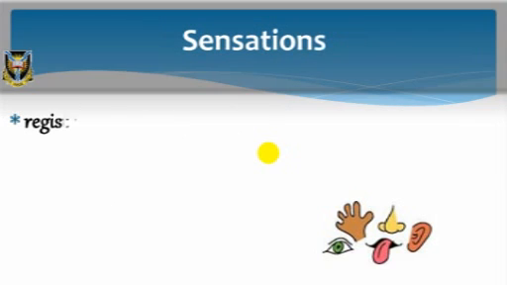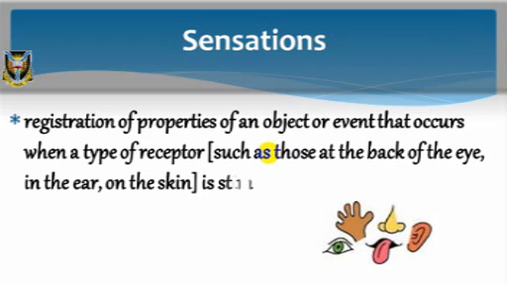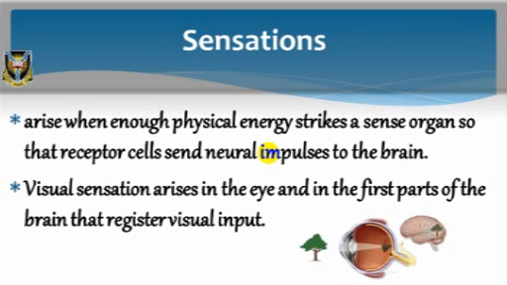Sensations. Psychologists define sensation as the registration of properties of an object or event that occurs when a type of receptor, such as those at the back of the eye, in the air, or on the skin, is stimulated. Sensation arises when enough physical energy strikes a sense organ so that receptor cells send neural impulses to the brain. Receptors in general are like locks which are opened by the appropriate key. For sensory receptors, the appropriate physical energy or molecules serve as the key.